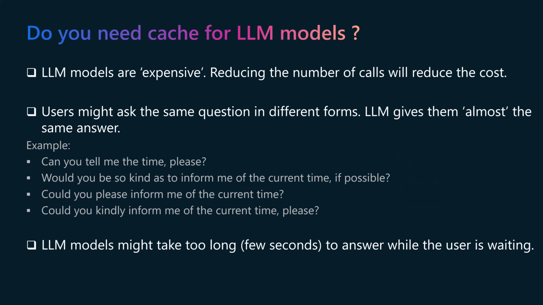The first fact is that LLM models are expensive to operate because they consume lots of resources. So reducing the number of calls will reduce the cost of your application. The second fact is that users might ask the same question in different forms, and the LLM model at the end will give them almost the same answer. The third fact is that LLM models might take too long, a few to many seconds, to answer while the user is still waiting for the application to respond. These are three facts and three issues for LLM models that make it a good choice to use LLM caching.